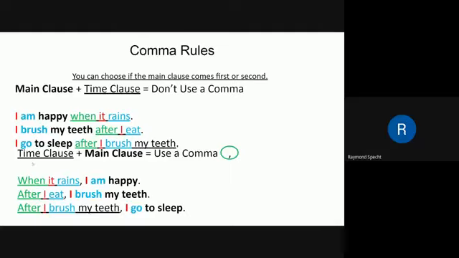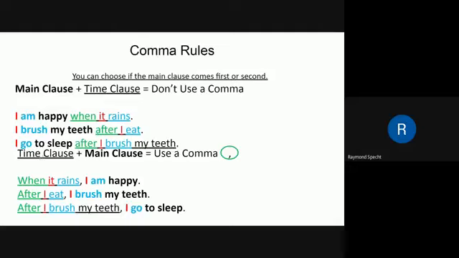All right, let's look at the rule. When do we use the comma? When the time clause plus the main clause, we use a comma. So if you're putting the time clause first, then we are going to use a comma. Time clause, then the main clause. You put a comma at the end of the time clause before the main clause starts. So we're using the same sentence here. We're just changing it around.